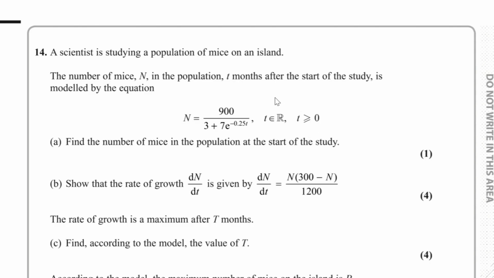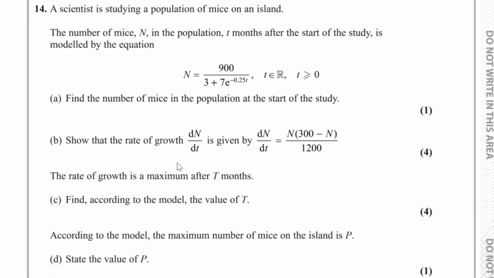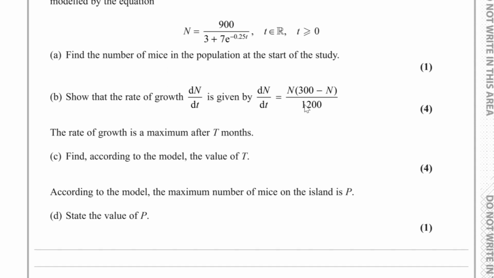Question number 14. A scientist is studying a population of mice on an island. The number of mice n in the population t months after the start of the study is modelled by the equation n equals 900/(3 plus 7e to the minus 0.25t), where t belongs to the set of real numbers and t is greater than or equal to 0. For part A, we have to find the number of mice in the population at the start of the study.